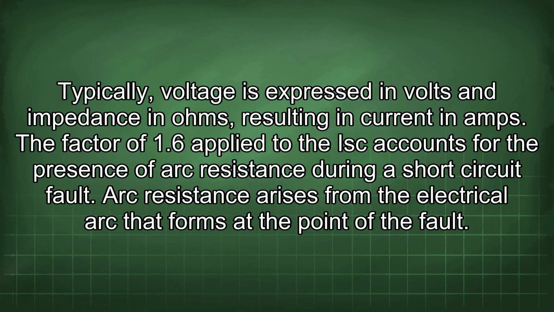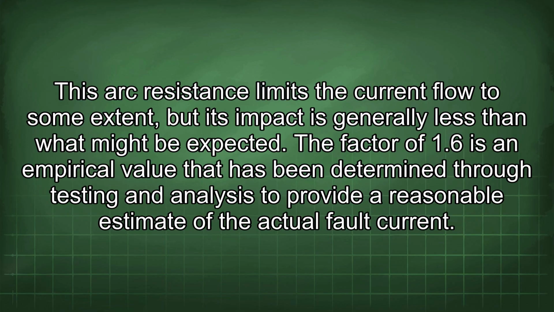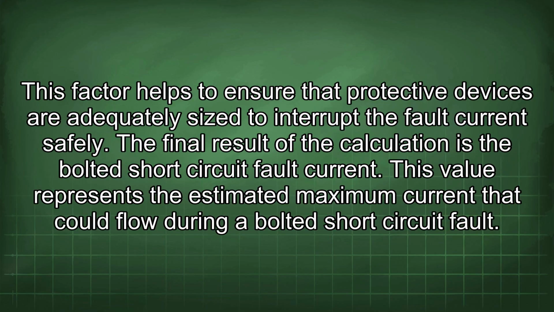The factor of 1.6 applied to the ISC accounts for the presence of arc resistance during a short circuit fault. Arc resistance arises from the electrical arc that forms at the point of the fault. This arc resistance limits the current flow to some extent, but its impact is generally less than what might be expected. The factor of 1.6 is an empirical value that has been determined through testing and analysis to provide a reasonable estimate of the actual fault current. This factor helps to ensure that protective devices are adequately sized to interrupt the fault current safely.